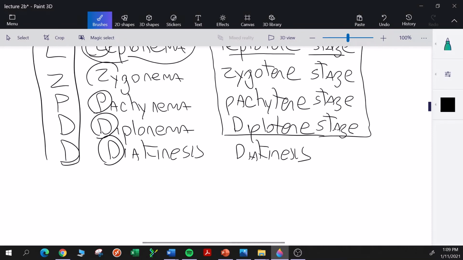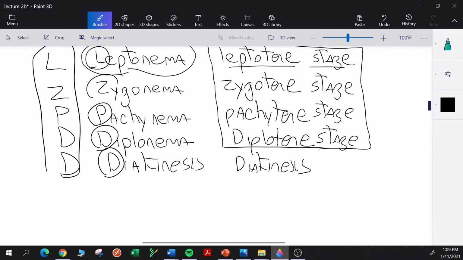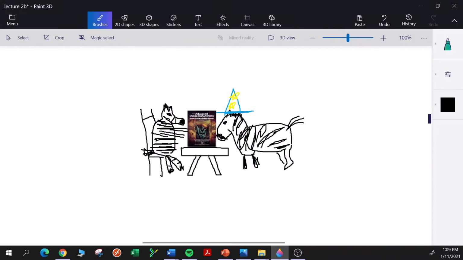And again, what am I talking about here? This is just a technique to help you remember the order of the subphases of meiotic prophase 1. So I like this one down here. Ever since I came up with this for myself, I have remembered the order of the subphases of meiotic prophase 1. So what is this a diagram of?